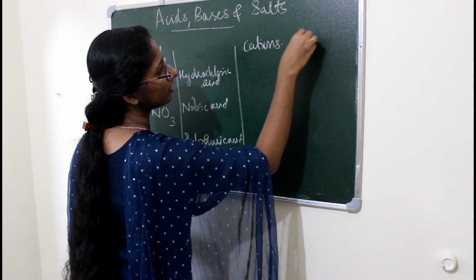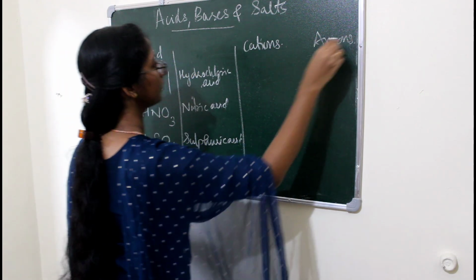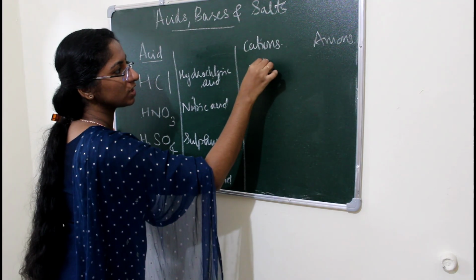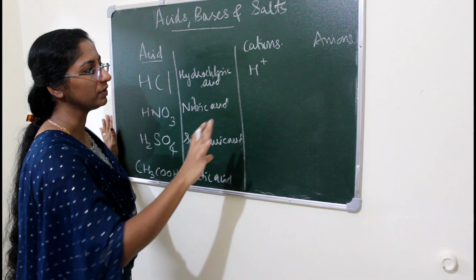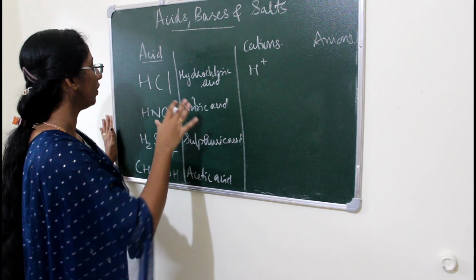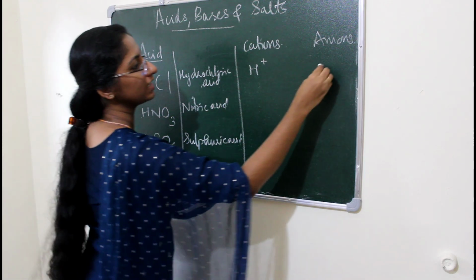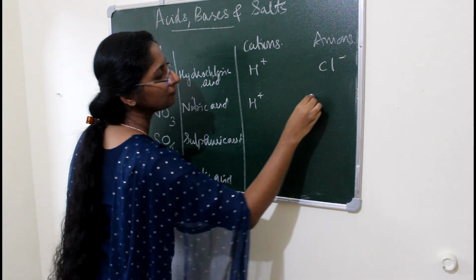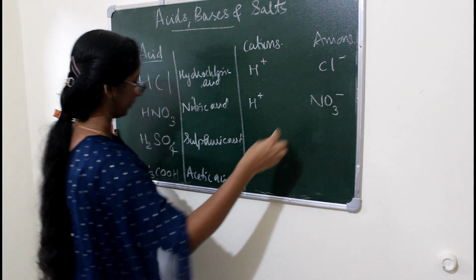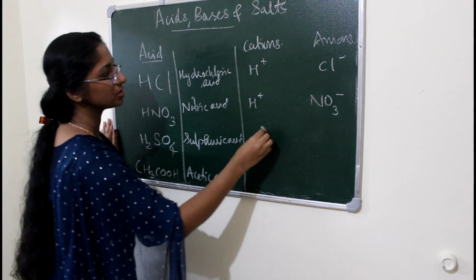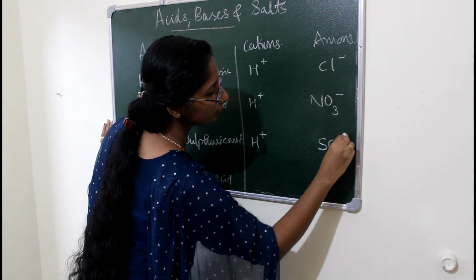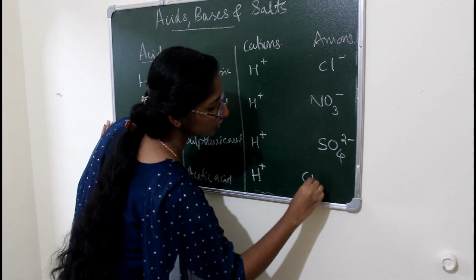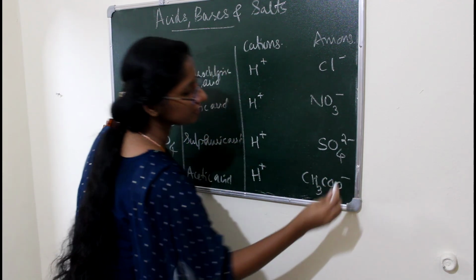Cations, anions. Okay, so in HCl, what is the cation within this HCl? H plus, right? The positive charge having part is the cation, the negative charge having part is the anion. So in HCl, H plus is the cation and Cl minus is the anion. Similarly in HNO3, H plus is the cation, NO3 minus is the anion. Here H plus is the cation, SO4 2 minus is the anion. Here H plus is the cation, CH3COO minus is the anion.